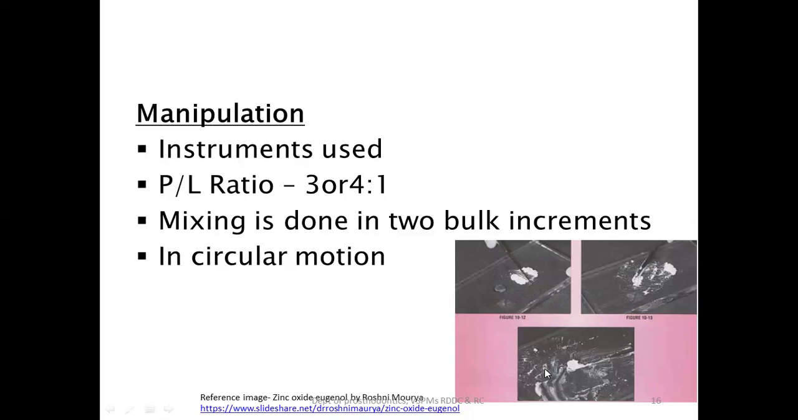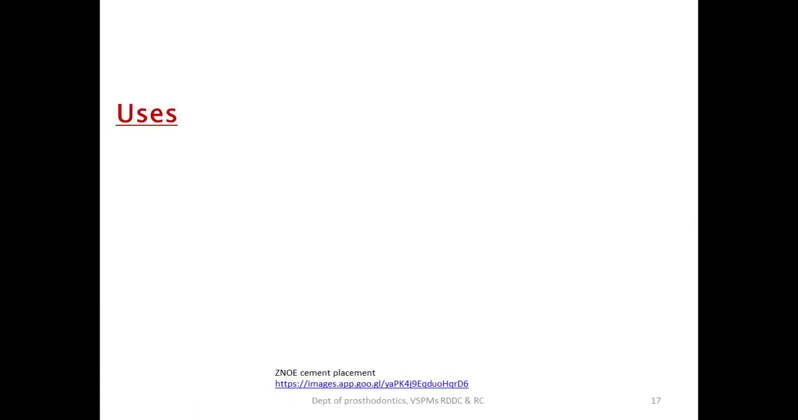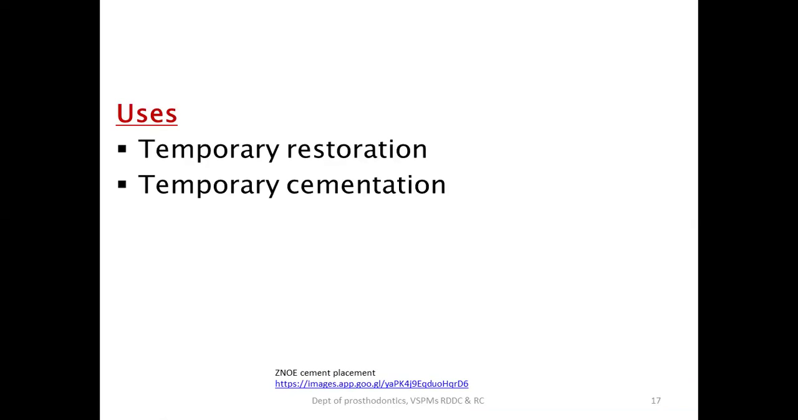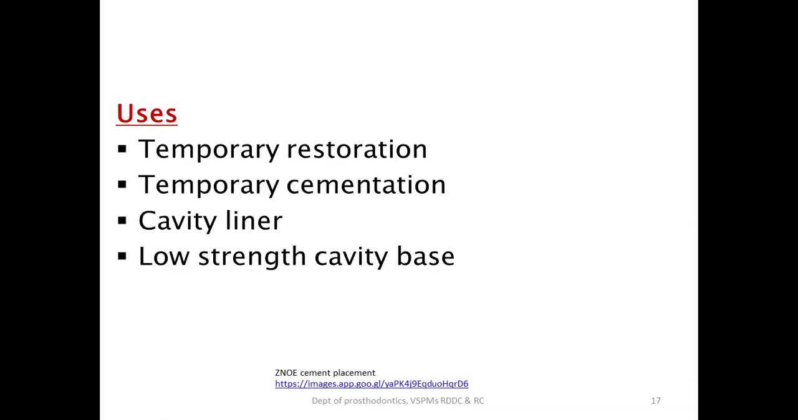According to whether you are using it for a luting purpose or a restorative purpose, you will have to maintain the consistency of the mix. It should be mixed in a circular motion. The setting time is 4 to 10 minutes. Then what are the uses? It is used for temporary restoration, temporary cementation, cavity liner, and low strain cavity base. And it is also used for root canal filling of the deciduous teeth.